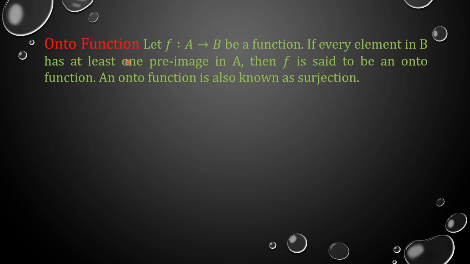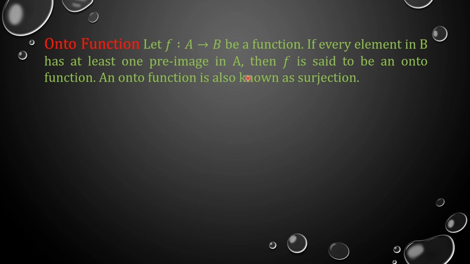See the next one, onto function. An onto function is also known as surjection. So first of all, take one function, say f from A to B is a function. If every element in the set B, meaning the codomain set, say there are 5 elements, so if every element in the set B has at least one pre-image in the set A, alternatively, in the codomain set, for all elements we have a pre-image.